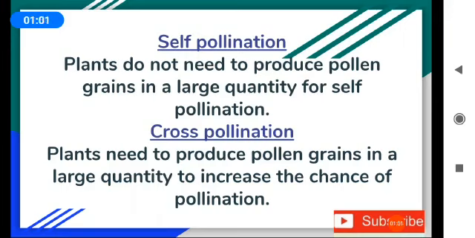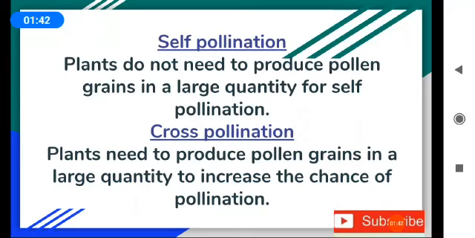In self-pollination, plants do not need to produce pollen grains in a large quantity. But in cross-pollination, plants need to produce pollen grains in a large quantity to increase the chance of pollination. In self-pollination, the self-pollinated flowers do not depend on agents like insects, birds, animals for pollination. So there is no wastage of pollen grains. So self-pollinated plants do not need to produce pollen grains in a large quantity.